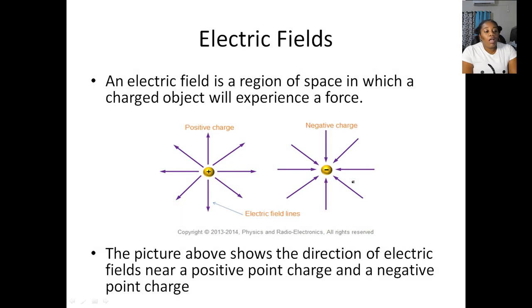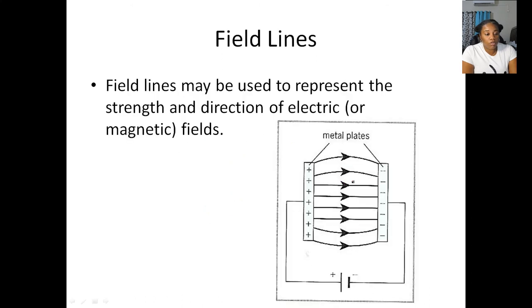Alright. An electric field is a region of space in which a charged object will experience a force. Okay? Now, the picture above shows the direction of electric fields near a positive point charge and a negative point charge. Field lines may be used to represent the strength and direction of electric or magnetic fields. So we have it here as going from positive to negative. Remember that? When it comes to electricity, it's going from positive to negative.